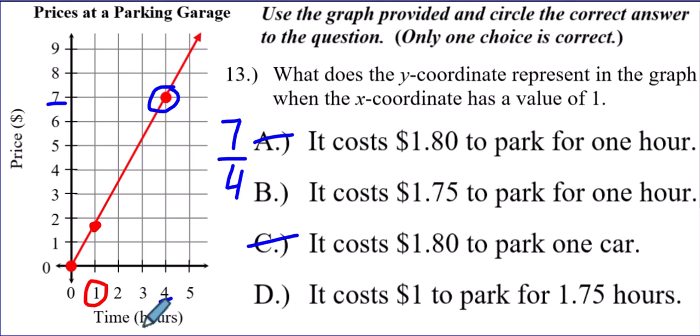That 1 should be hours. 1 hour. Oh. And the $1.75 should be the dollars. There it is. See, choice D tries to say it's $1 and 1.75 hours. It flip-flopped it. So that's why D was no good. You got to pay attention to those details.